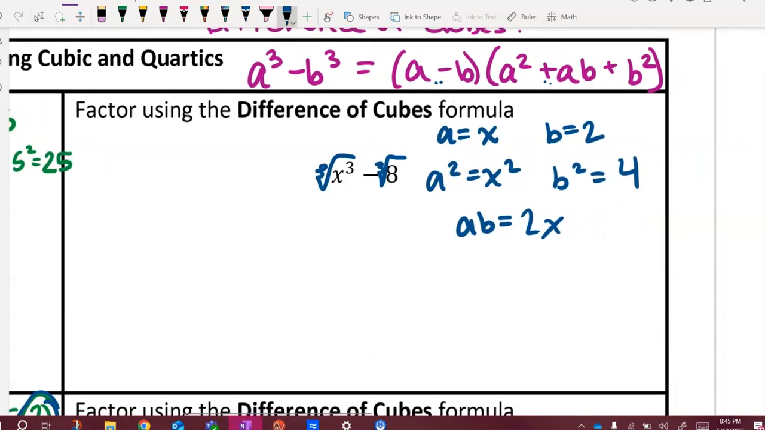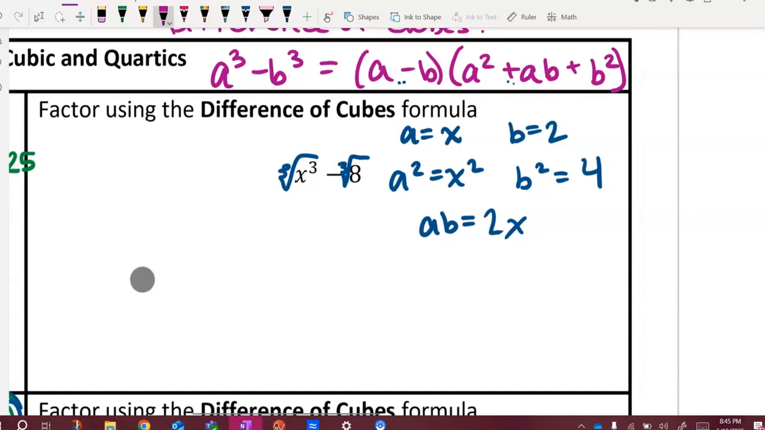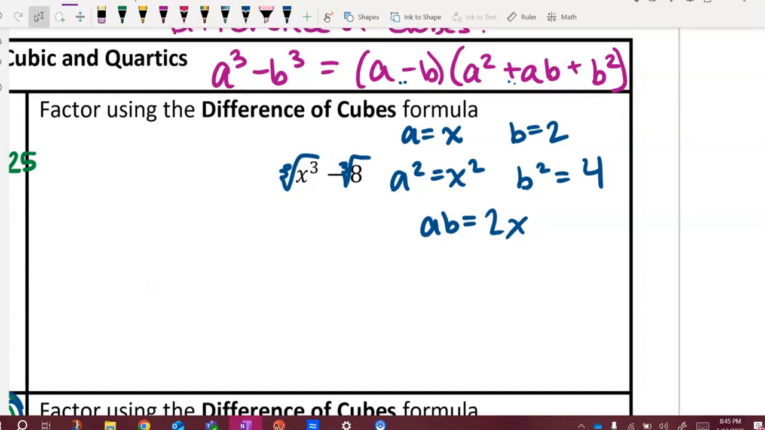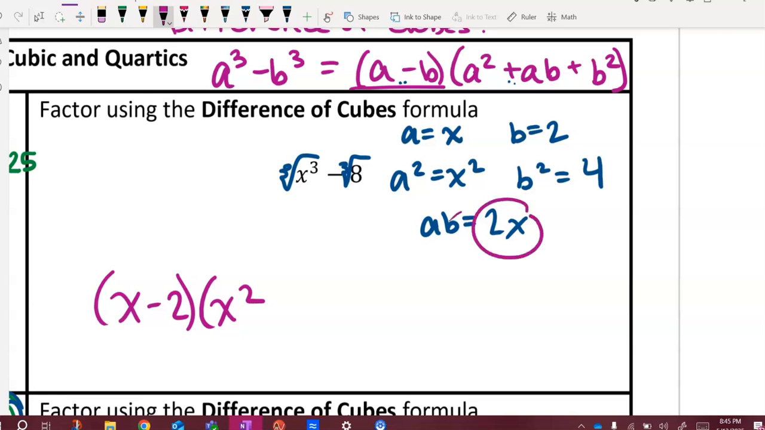Now we're ready to write our formula. So we have a cubed, oh, right here, sorry, I'm looking at the wrong thing. A minus b, x minus 2, and a squared, which is x squared, plus ab. ab is 2x, and plus b squared, which is 4.